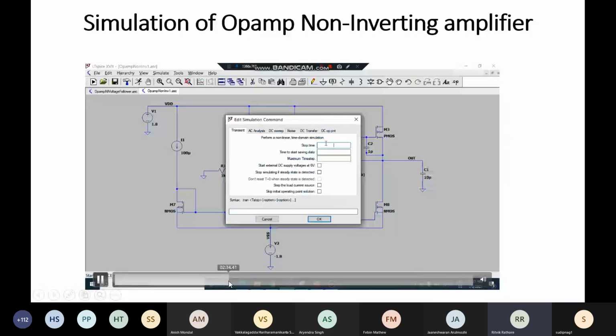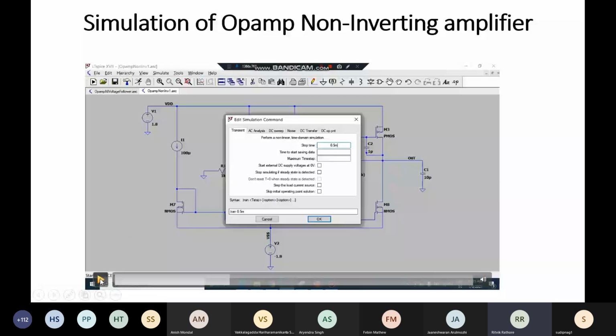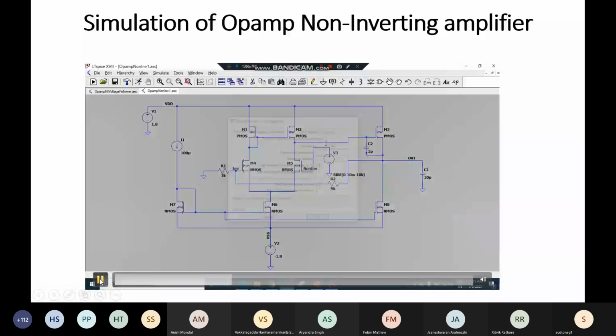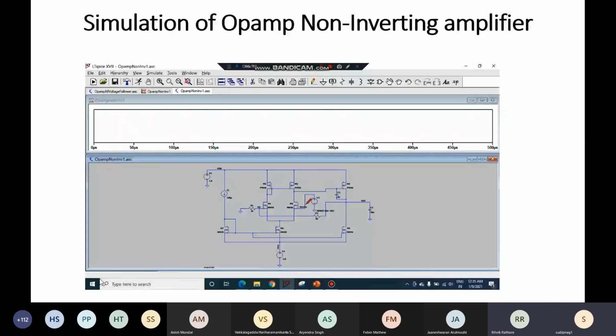So now we are running the transient analysis for this amplifier. Again, stop time is 0.5 millisecond because we have chosen a signal of 10 kilohertz. I just want to see 5 complete cycles of input and output. That's why 0.5 milli. Now we'll select input. In your simulations, you can choose any other timing.